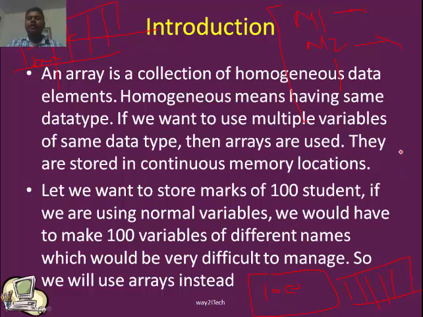You can think of an array as a shelf, like a cupboard, and there are different partitions in the cupboard: one shelf, second shelf, third shelf, and fourth shelf. In all these shelves similar data can come. If you are storing int data, all these shelves will contain int data. If you are storing float data, all these shelves will contain float data. And these are continuous: first element, second element, third element, and fourth element. Arrays are always stored in continuous memory locations.